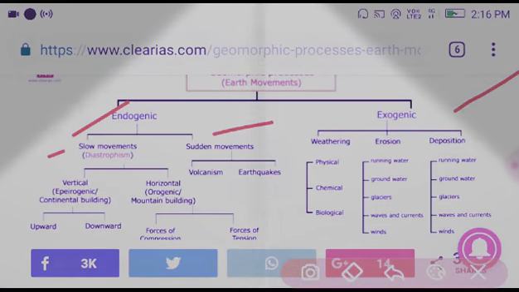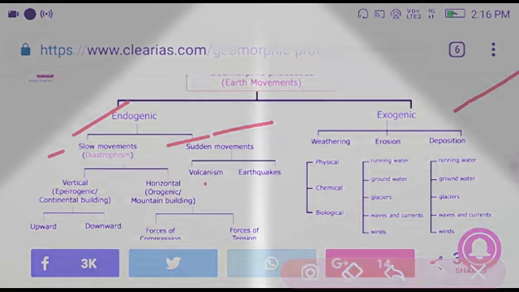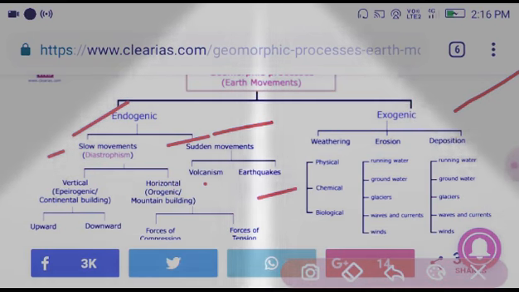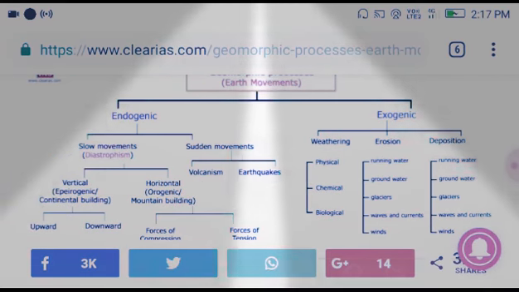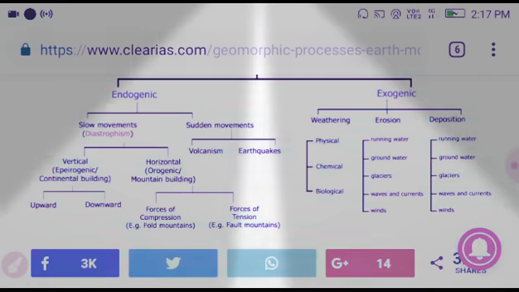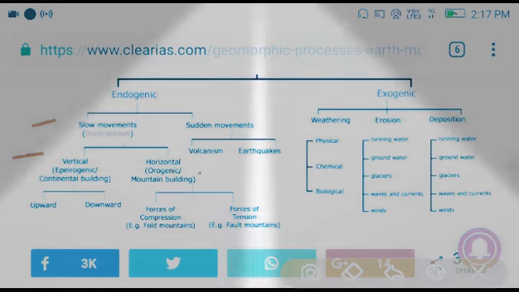Slow movements and sudden movement we now discuss here. Sudden movement is mainly volcanism and earthquake. And slow movements are diastrophism. Slow movements are vertical and horizontal.